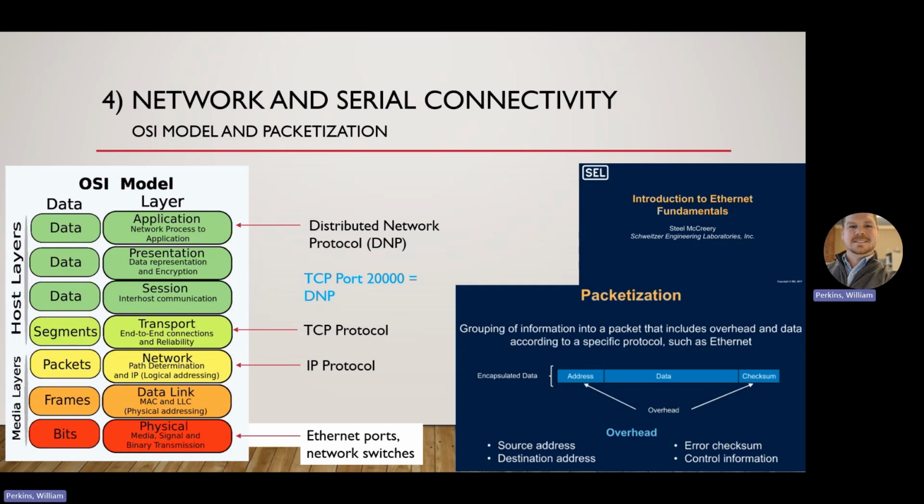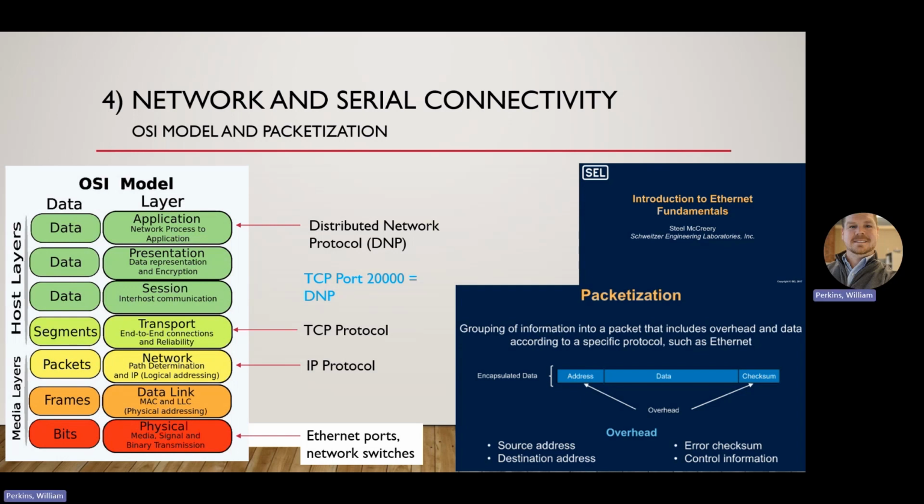So layer 2 is your data link layer. This layer is responsible for providing reliable data transfer on top of the physical layer. It's responsible for packaging and unpackaging data frames between network devices and detecting and correcting transmission errors.